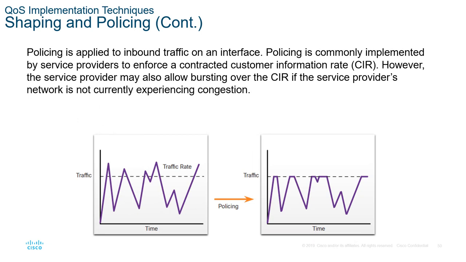Policing is applied to the inbound traffic on an interface. Policing is commonly implemented by service providers to enforce a committed information rate, or CIR. However, the service provider may also allow bursting over that speed. If you ever wonder why, when you get 100 megabit speed and you do a speed test, you get 150, those are burst speeds. You can get a little bit above what you're paying for. However, when you look at the data transmission rate over a given period of time, it should be averaging out to what you are paying for. Sometimes it can burst above, sometimes it's below, but on average, it's staying the same.